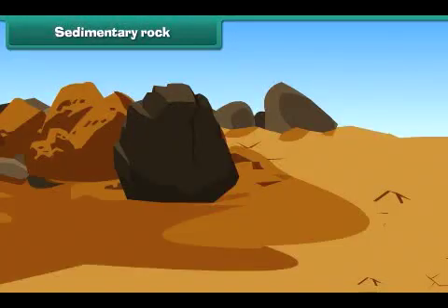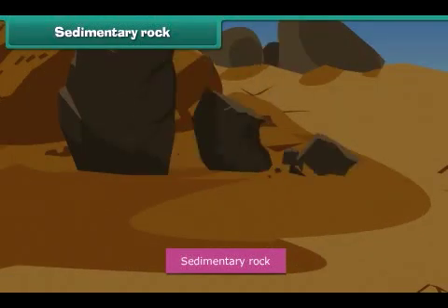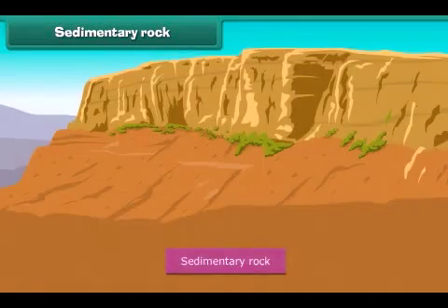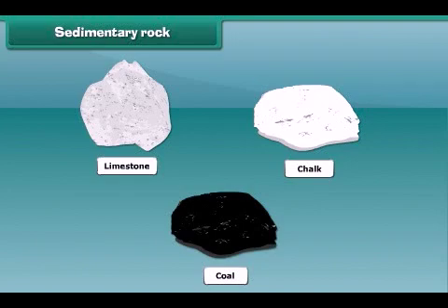Now let's discuss sedimentary rock. Water and air break igneous rocks into smaller rocks, consequently soil is formed. These pieces settle into layers. Then these layers get compressed and hardened, and finally become sedimentary rock. Sedimentary rock is usually soft to touch. Limestone, chalk, and coal are examples of this kind of rocks.